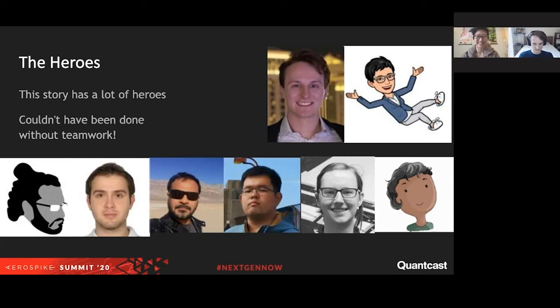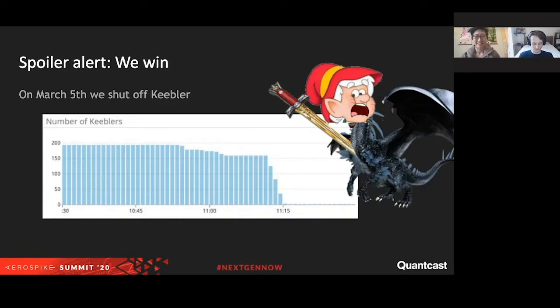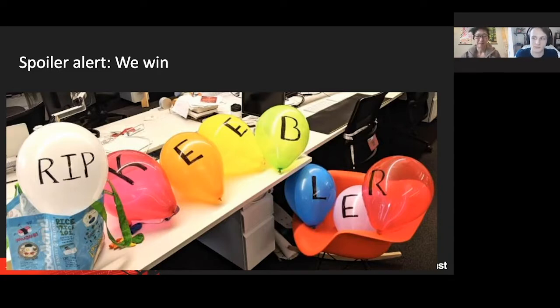So a little spoiler alert: in the end, we do win. We kill the dragon. We shut off Keebler. This is a nice little graph of all the Keebler machines being killed off, and they quickly tank to 0 and it is gone and dead. A funny little thing that we do: we pull up all these balloons, we write the name Keebler on them, and then at the company meeting where we announced that we finished this and destroyed Keebler, we pop all these balloons, and it was really a lot of fun.